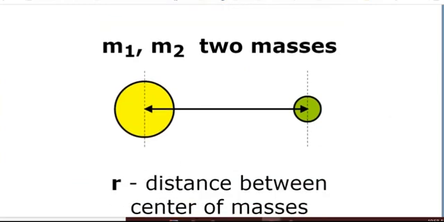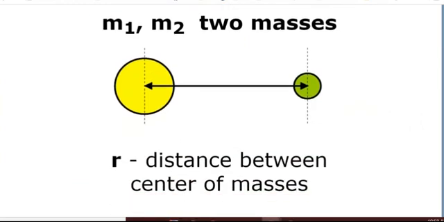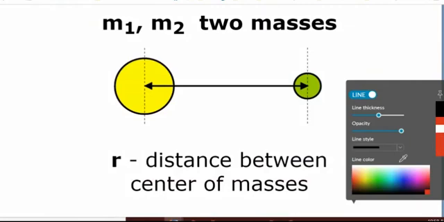Now R is the distance between the centers of the masses. Could you write this down? This is R. I don't know why they called it R. I think it's between their radial centers. Maybe that's why they didn't call it D, they called it R. The distance between the radial centers.